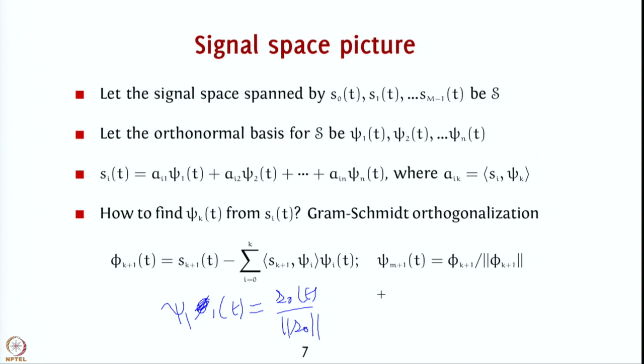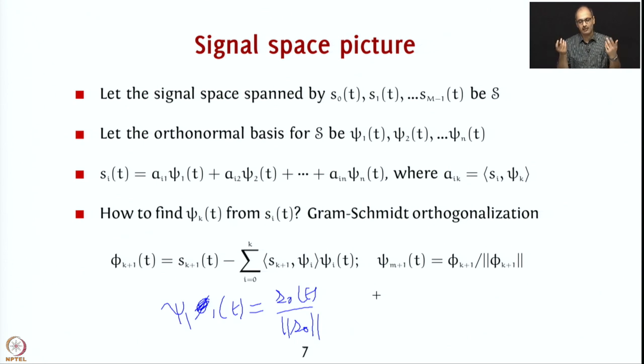Now you have a signal which has unit energy, and it is essentially s0 of t scaled to make it unit energy. Now the next question is, if we take the next signal, how do we get that part of it that is not related to psi 1? So we define phi 2 of t as s2 of t minus the component of psi 1 in s2, that is, the inner product of s2 and psi 1 times psi 1 of t.